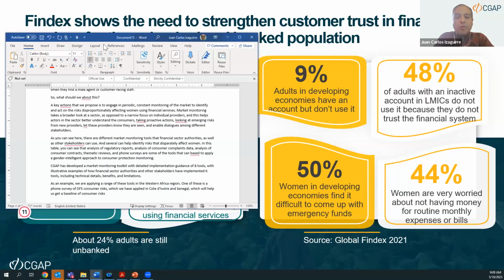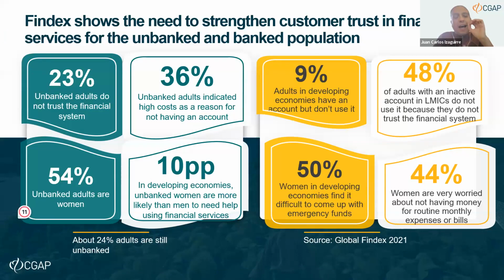Here we can see that the Findex not only shows very important progress around access and usage of financial services, as Katie was saying, with over 70% of adults accessing formal financial services in developing economies, and with the gender gap in account ownership decreasing by 6 percentage points. Despite these important milestones, Findex also shows that we still need to make progress in the quality of customers' journeys, and especially in strengthening consumer trust in financial services and their financial well-being.